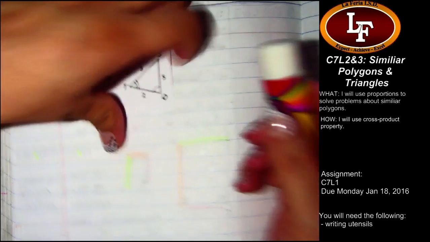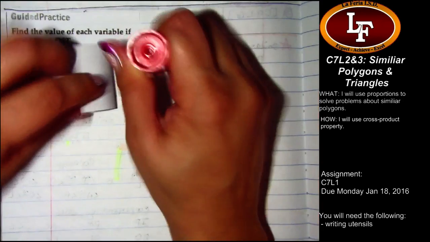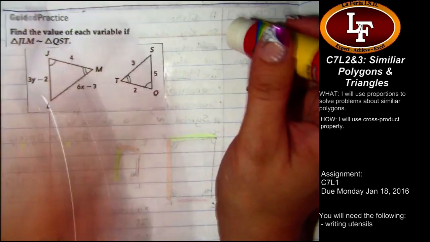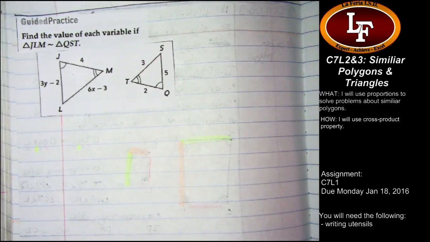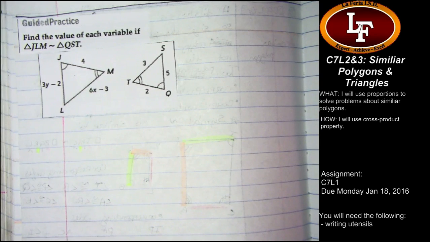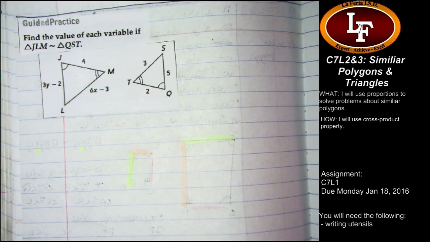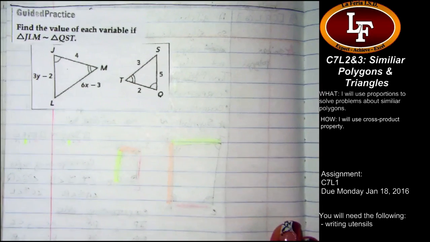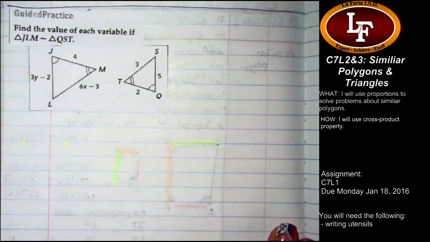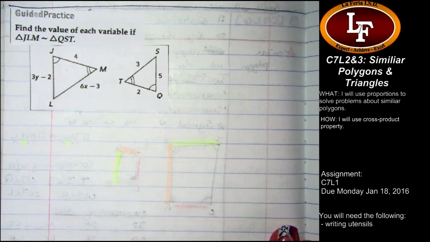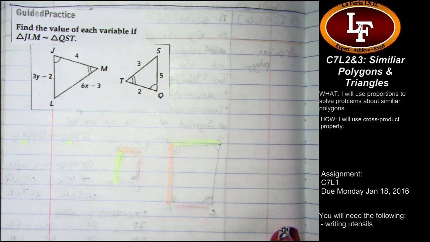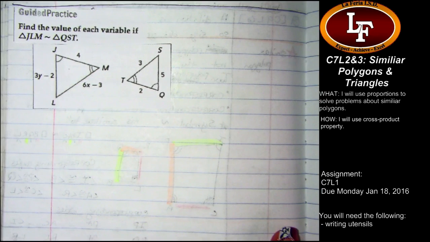Someone with a nice big voice, read for us the guided practice. Find the value of each variable if triangle JLM is similar to triangle QST. Beautiful. So we know these are similar triangles, which means we know that their corresponding angles are congruent, and their corresponding sides are?